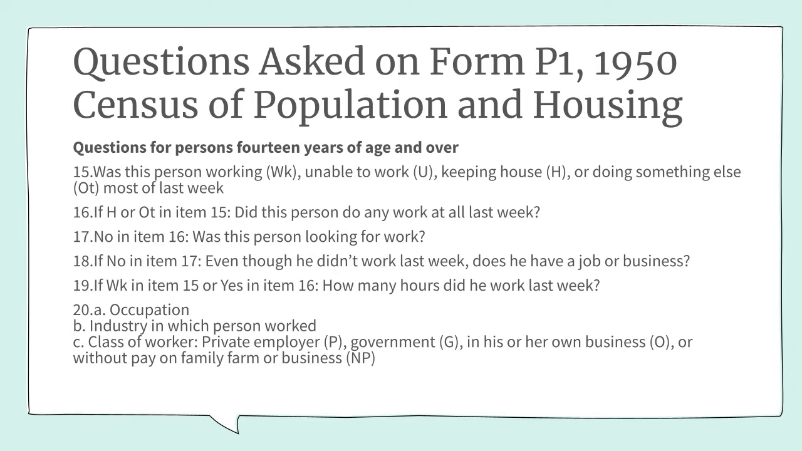If no at item 17, even though he didn't work last week, does he have a job or business? For example, if you're on vacation, you have a job or business. If work at item 15 was yes, or yes at item 16, how many hours did you work? So again, a key thing talks to those issues. 20, what's the occupation? What's the industry in which the person worked? And then a key question here is the class of worker. We're talking about a private employer, a government employee, you own your own business, without pay on a family farm or business.